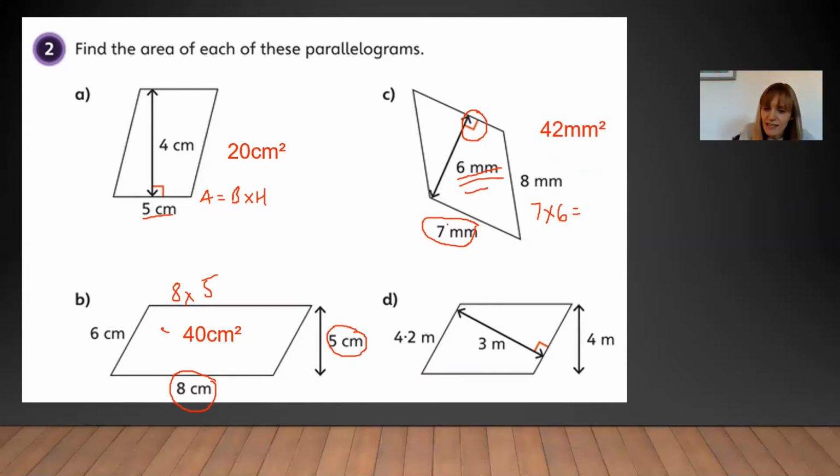Now for D, again, confusing, but actually you almost had to look at it this way. 4 metres is my baseline and 3 metres here is my height line. So my calculation here is 4 times 3. So I get an answer of 12 metres squared.